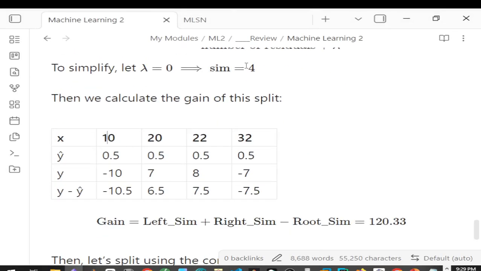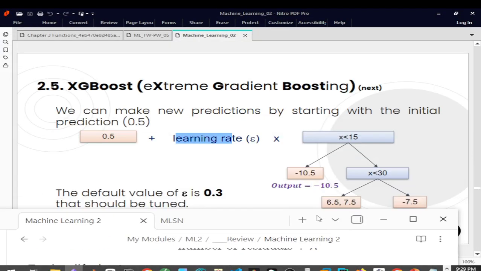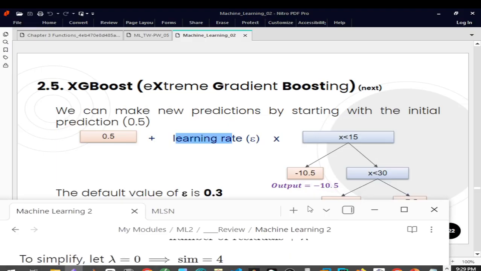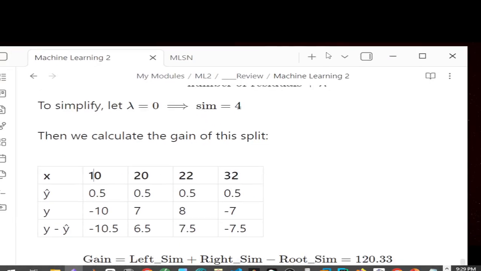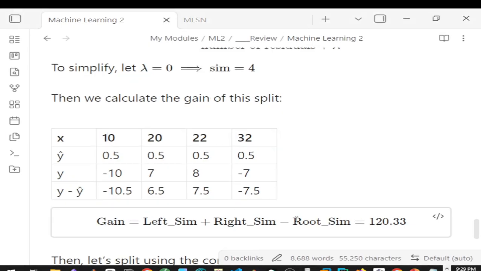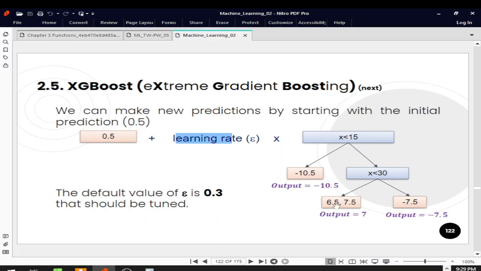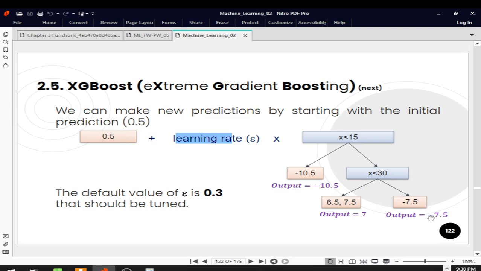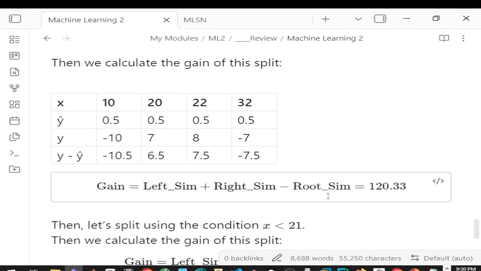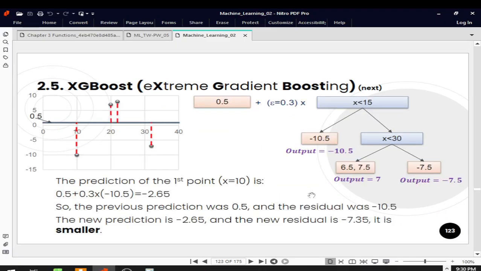for 10 we are going to use minus 10.5. For 20 we are going to use 7 as an output, for 22, 7 as an output, and for 32 we are going to use minus 7.5. It's repeated here, so I was kind of wasting the time.